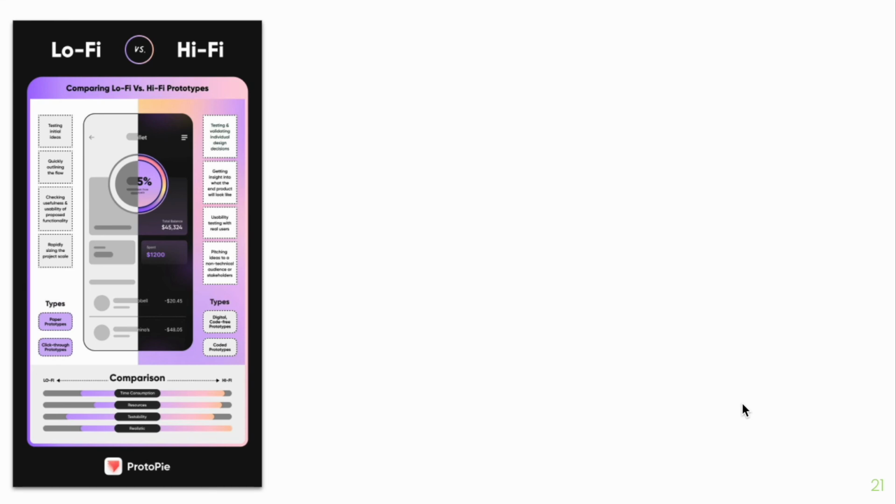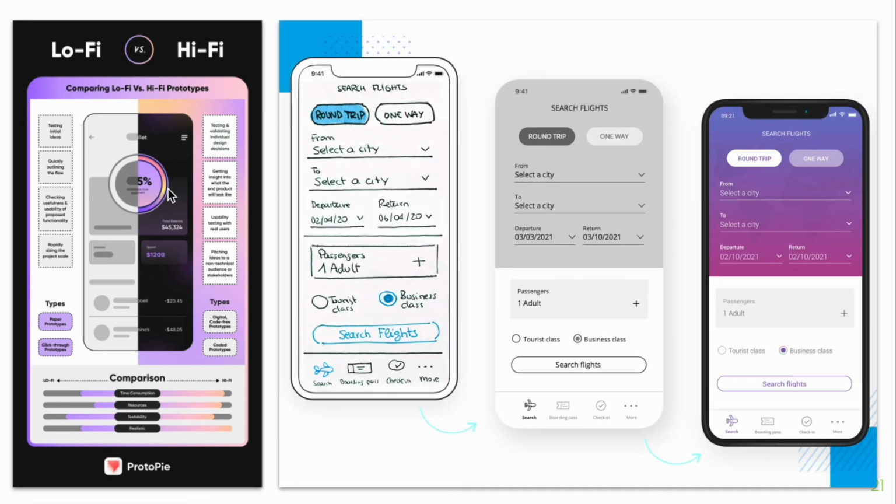So, there. The comparison between low-fidelity versus high-fidelity prototypes. In low fidelity, you have fewer details, fewer colors, and less interaction. While if you go higher, you have more details, more interactions, and more colors. So this is the look and feel of how you would transition from a low-fidelity prototype up to higher-fidelity prototypes.